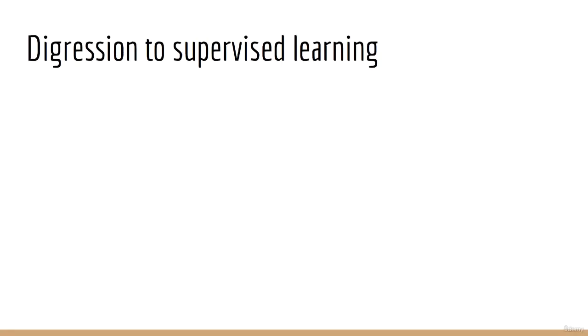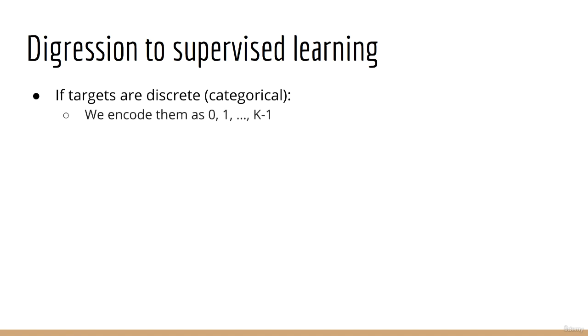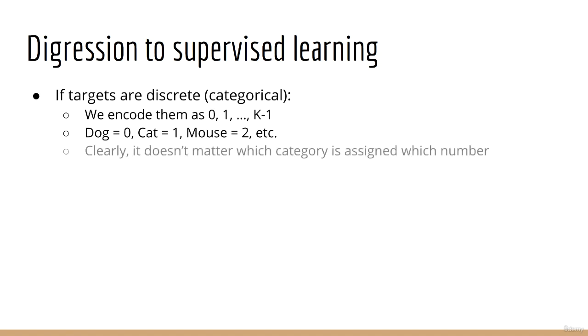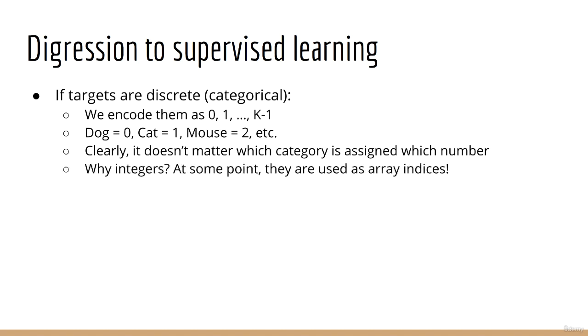In fact, this takes us back to regular supervised learning. If our targets are categorical, how do we represent them? In code, if there are k categories, we will use the integers 0 up to k minus 1. So we might say that dog equals 0, cat equals 1, mouse equals 2, and so forth. Obviously, it does not matter which category is assigned which number. The reason we want to do this is because at some point, we're going to have to use these categories as array indices. And so similarly, if we have big S states, then we'll represent them in code using the integers 0 up to big S minus 1.